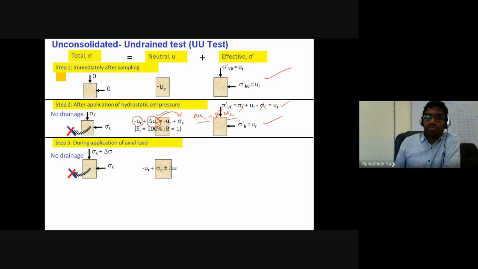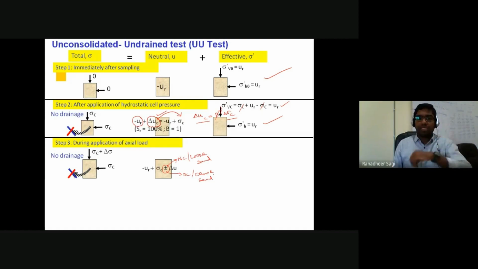When do I come across a positive increase? You can see the symbols used here, plus or minus. A positive increase in pore water pressure comes into picture when the soil is normally consolidated or loose sand. And the negative term is what we come across in case the soil is over consolidated or dense sand. So according to that, we'll be using the respective term, plus or minus.